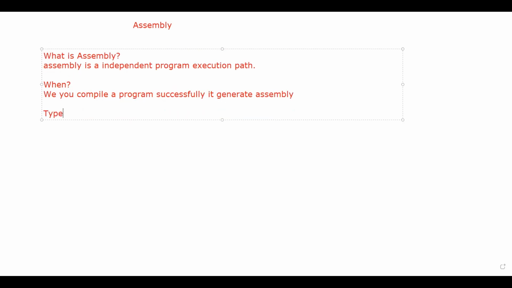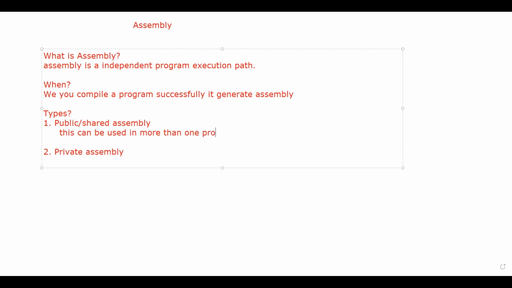What are the types? We have different types of assemblies: public or shared assembly, private assembly, and satellite assembly. So, what is this public or shared assembly? It can be used in more than one project, not only a single project.